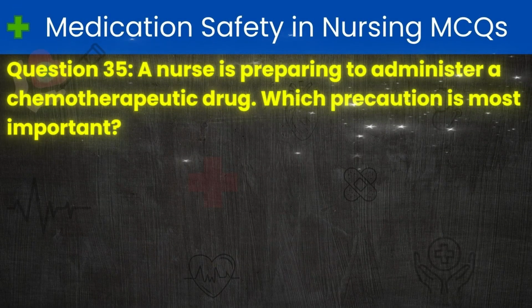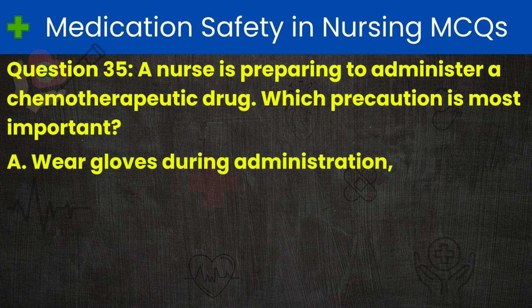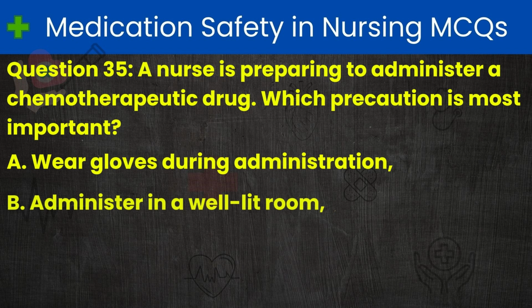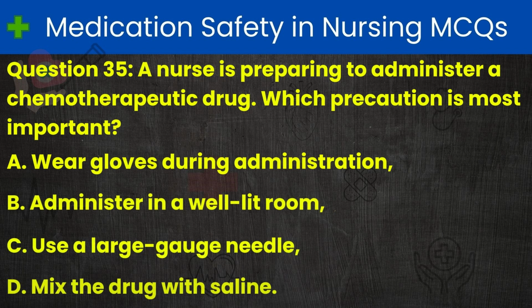Question 35. A nurse is preparing to administer a chemotherapeutic drug. Which precaution is most important? A. Wear gloves during administration. B. Administer in a well-lit room. C. Use a large-gauge needle. D. Mix the drug with saline.